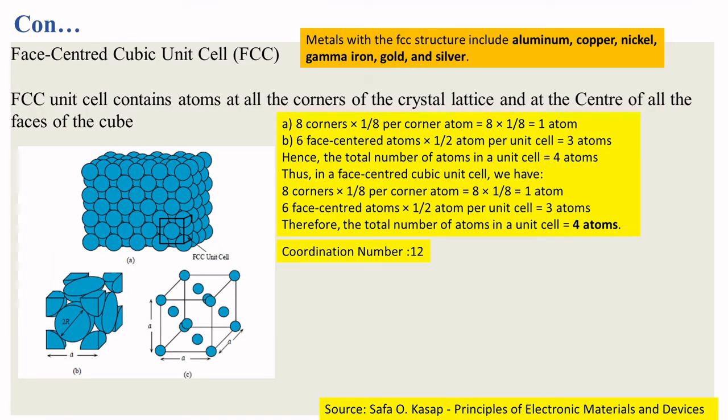The third thing is the face centered cubic unit cell. The familiar metals for the face centered cubic cells are aluminum, copper, nickel, gamma iron, gold and silver. This is the structure shown for copper. You can see here this is one part, with a diameter of 2r. This is a reduced structure, a reduced picture for the FCC, that is the face centered cubic cell.